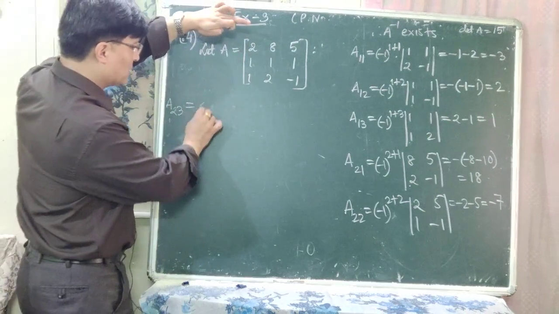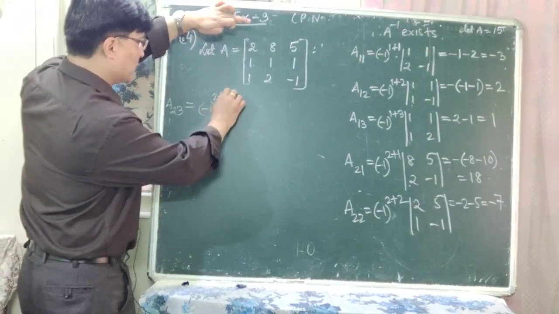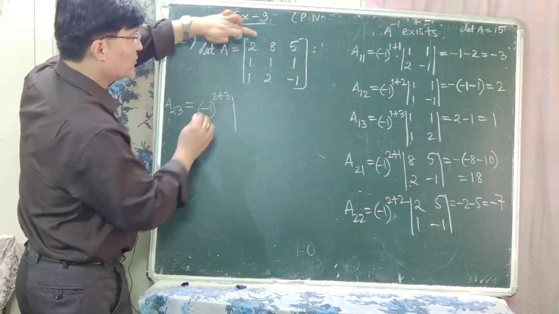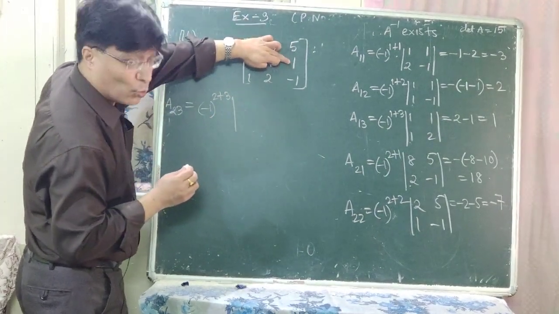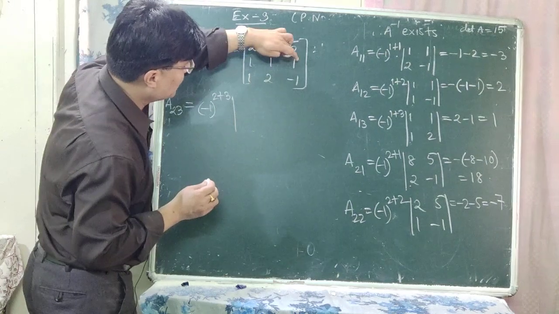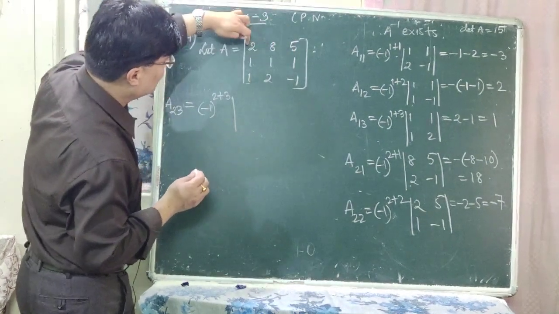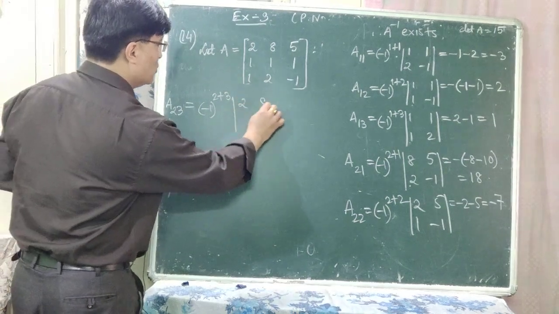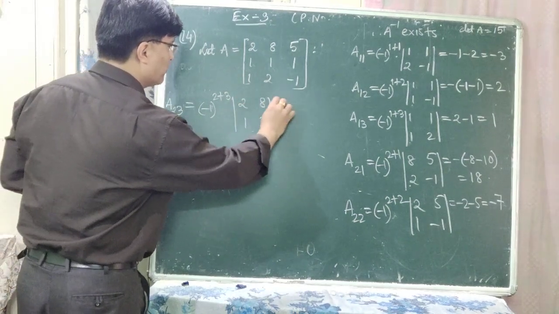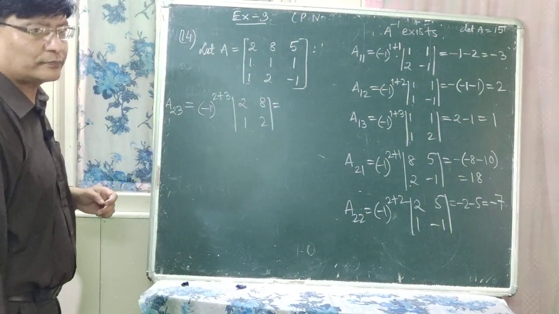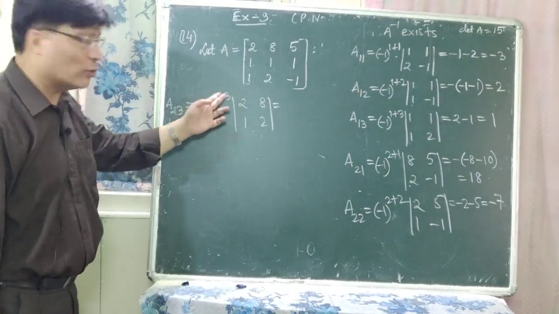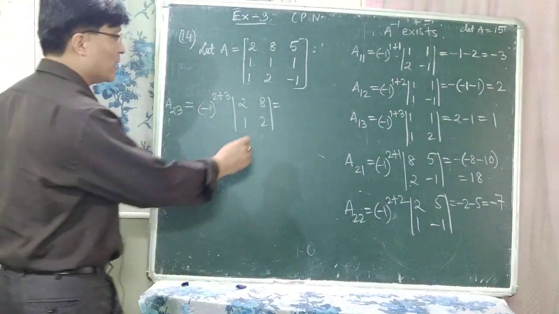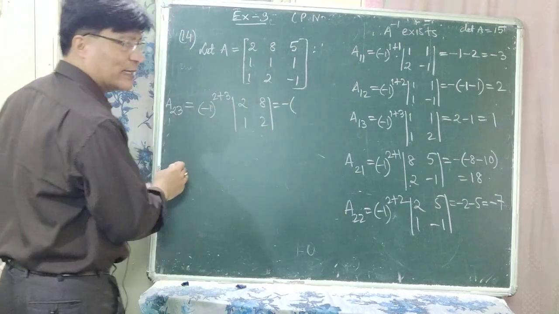So first of all, consider the sign, minus 1 to the power 2 plus 3. Now we have to delete the row and the column through this one. That means second row and third column are deleted. What remains? 2, 8, 1, 2. Which is equal to? What is minus 1 to the power 5? It is minus 1. So write minus within bracket.